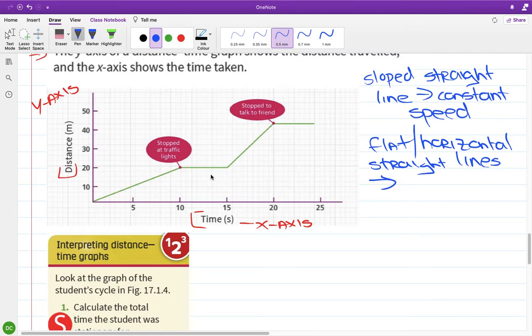So when you have flat or horizontal straight lines, that is, how's the best way to say it? No speed.